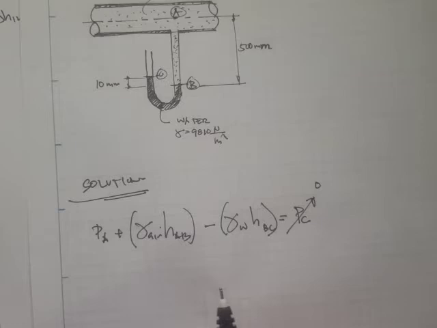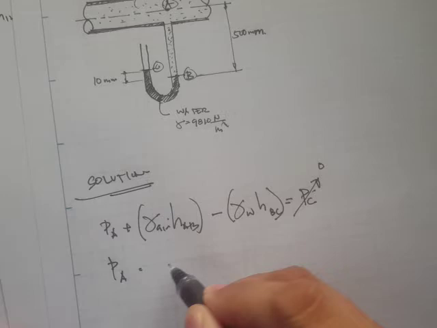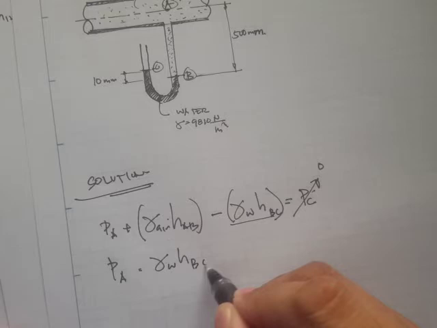And now let's substitute, let's transpose these terms. PA is equal to this one, gamma water times HBC minus this term.